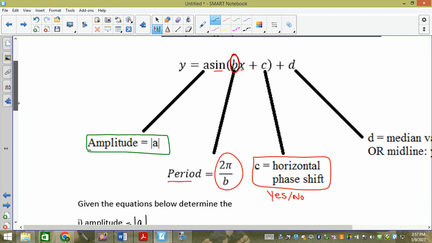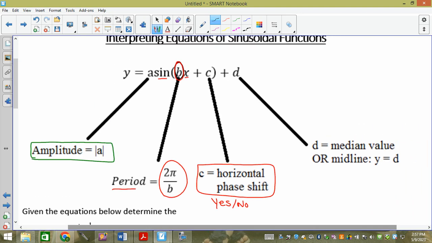Okay. D is our midline or our median value. We've talked about this, right? If I ask you for the median value, you would just tell me what D is. If I ask you for the midline, it's a line, so it needs Y equals the number.